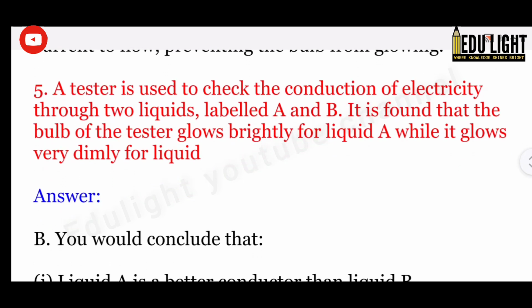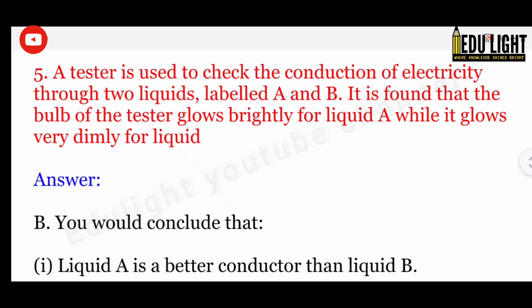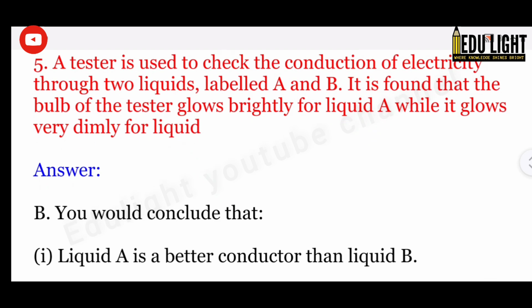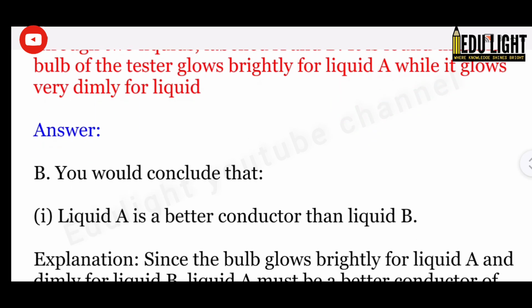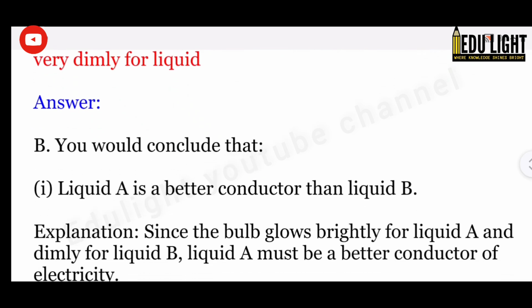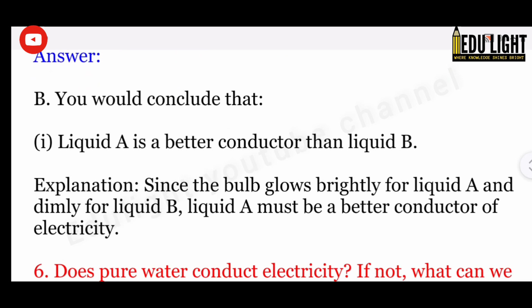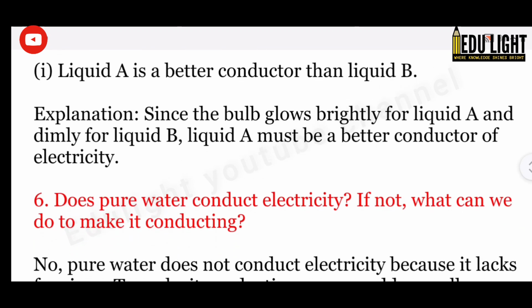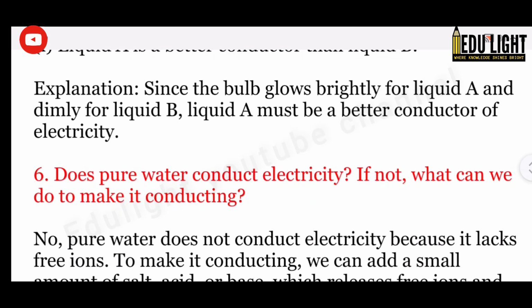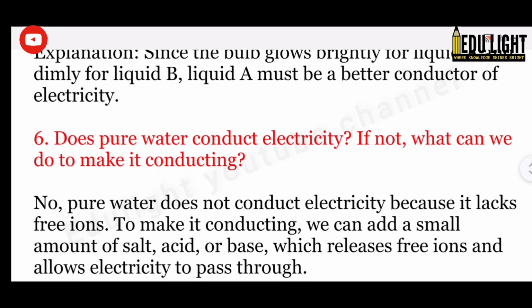A tester is used to check the conduction of electricity through 2 liquids, labeled A and B. It is found that the bulb of the tester glows brightly for liquid A while it glows very dimly for liquid B. So you would conclude that liquid A is a better conductor than liquid B. Since the bulb glows brightly for liquid A and dimly for liquid B, liquid A must be a better conductor of electricity.